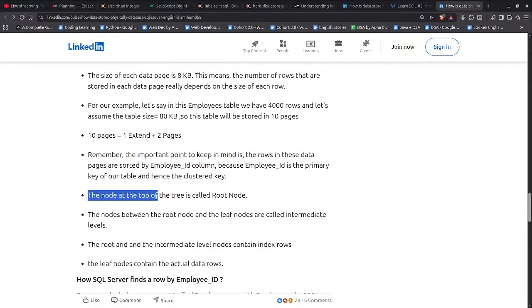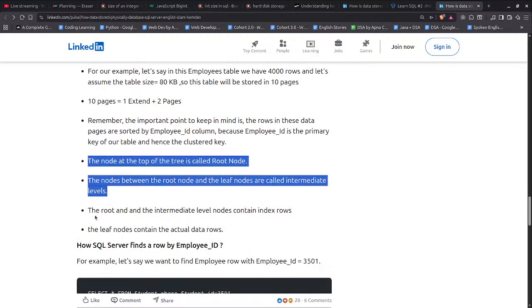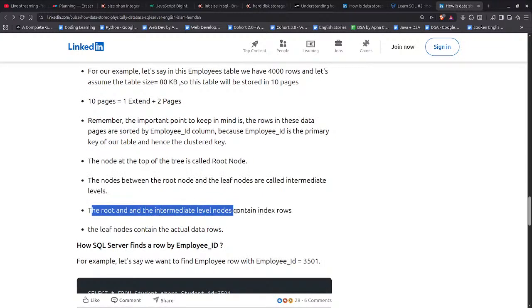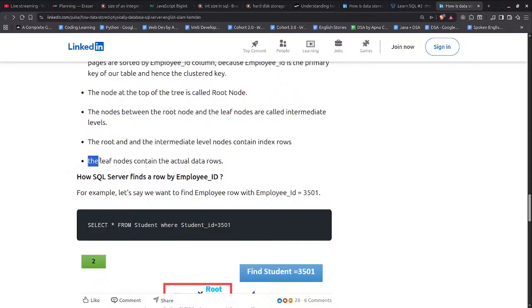The node at the top of the tree is called the root node. The nodes between the root node and the leaf nodes are called intermediate levels. The root and the intermediate level nodes contain index rows. Okay, that's fine. So they just simply contain the index rows. Using them we can just simply find. The leaf nodes contain the actual data rows.